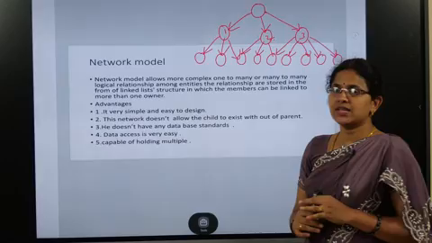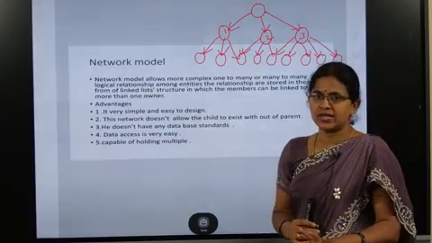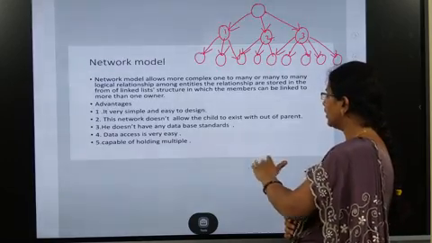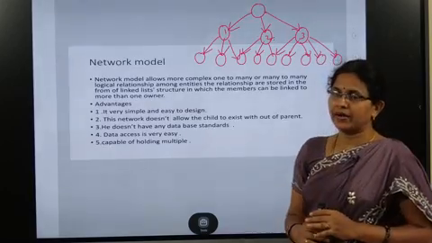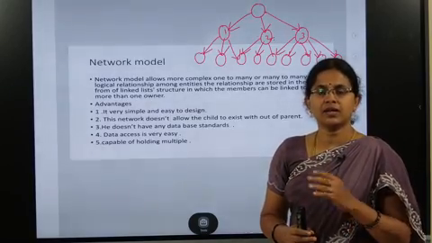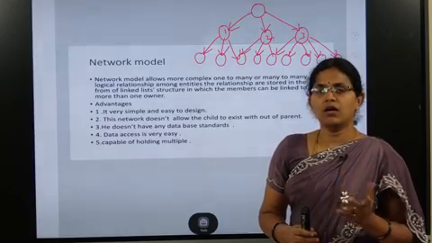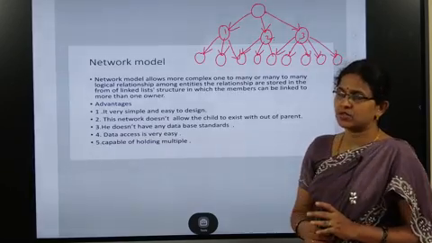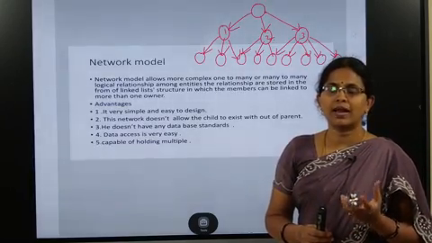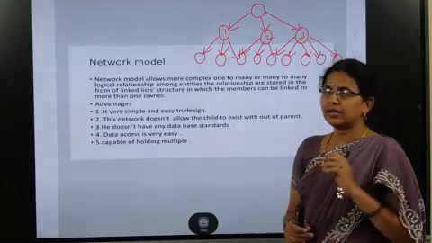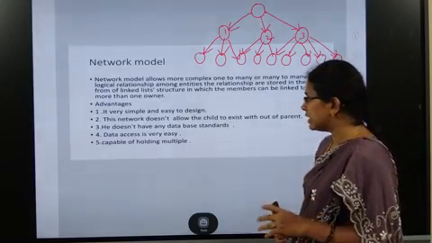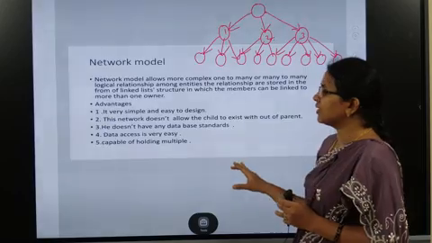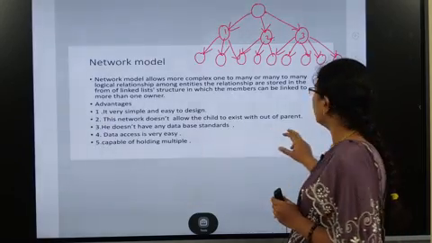And coming to the advantage, it is very simple and easy to design when compared to the other, and this network doesn't allow the child to exist without a parent. So here also without parent, there is no scope for the child node. And it doesn't have any database standards. So in this model you don't need to rely upon any database standards, and here the data accessing is also very easy, and it also holds multiple relationships. So these are all the advantages when coming to the network model.